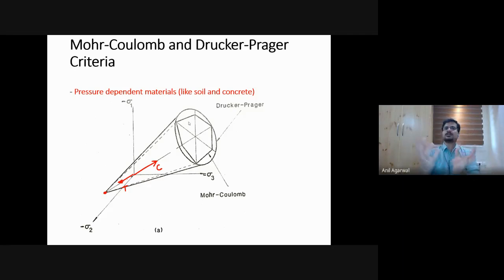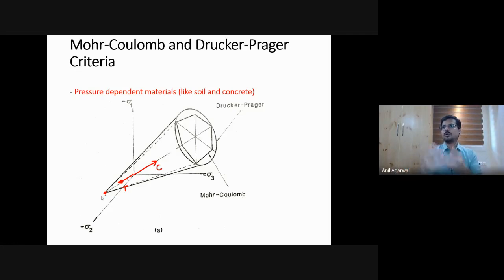Let's say take a sphere and put it in deep water, and keep going deeper and deeper. So you are applying sigma 1 equal to sigma 2 equal to sigma 3, equal pressure. And no matter how much stress you apply, according to this theory, it will never fail. But if you apply sigma 1 equal to sigma 2 equal to sigma 3 in tension, moving in this direction, then it will fail at some point.